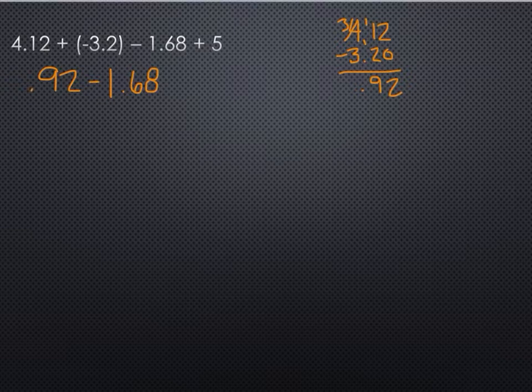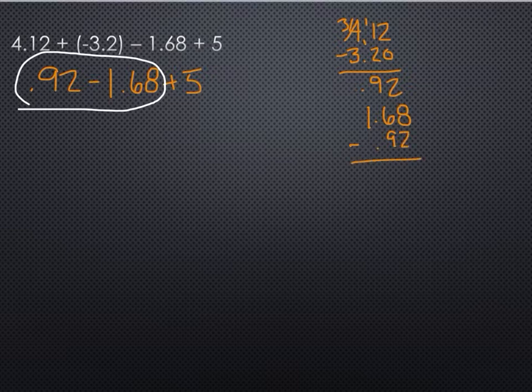Then 0.92 minus 1.68, plus 5. Again, we're going to have to subtract that: 1.68 minus 0.92. That is 0.76. So now we have negative 0.76 plus 5. Again, our signs are different, so we're going to have to subtract.